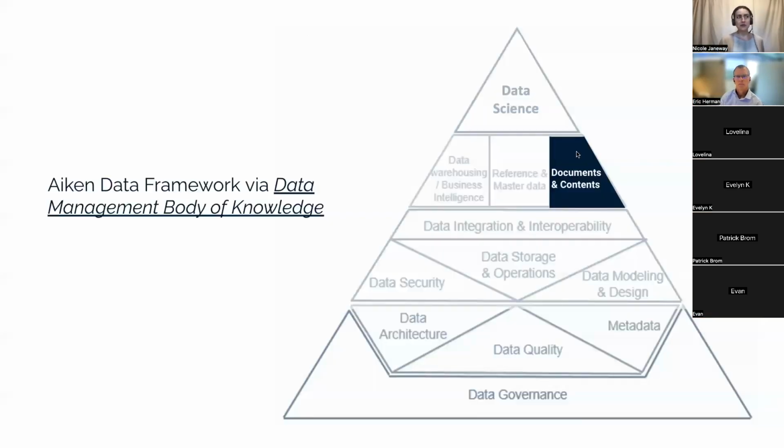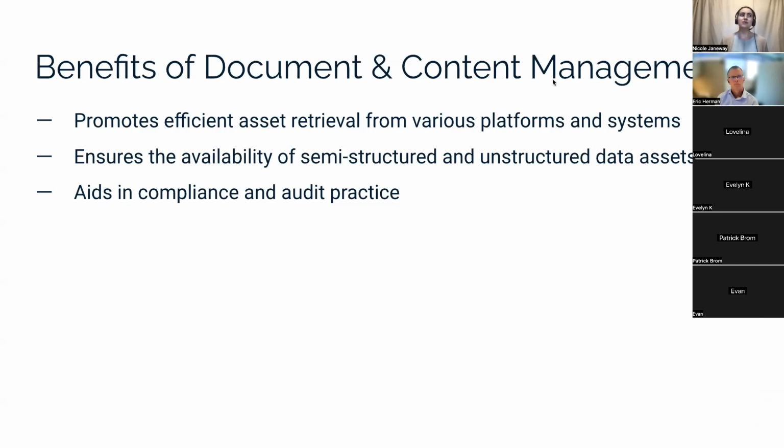Okay, this is the Aiken framework. Document and content management helps promote efficient asset retrieval across your different platforms and systems. As we discussed, there might be a dedicated content management system, or maybe it's a document store database. Maybe it's a data lake. There's different approaches, and your business probably has implemented different kinds of document stores depending on the prevailing needs of the time and maybe what was popular or what was even available when that storage system was created. So there's different approaches. It's definitely more complicated than storing simple relational data.